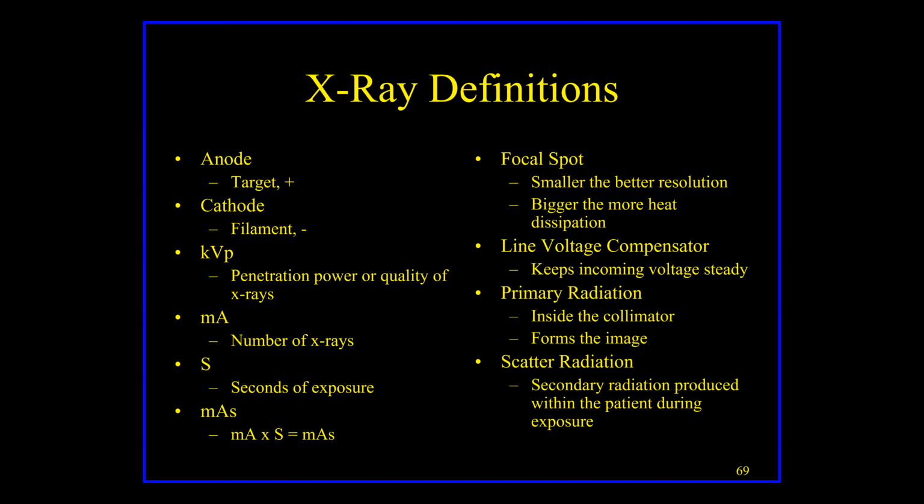We talked yesterday a little bit about primary radiation and scatter radiation. Primary radiation is the radiation inside the collimated portion that you actually get the picture out of, that you will make a diagnosis from. And the scatter radiation is that low level radiation that's actually produced inside the animal by the patient itself as the X-rays pass through the animal.